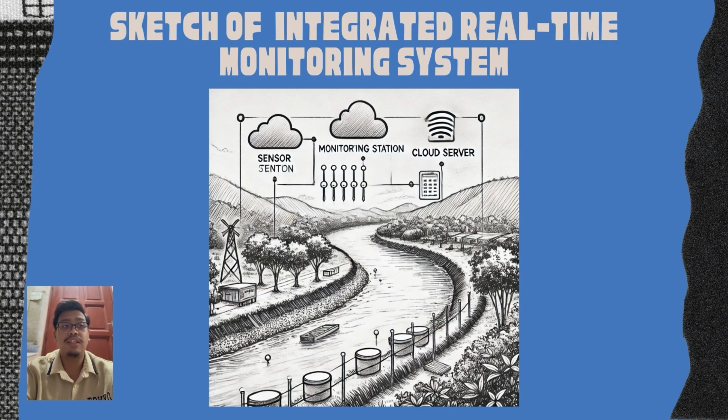The data collected is relayed to a centralized network, enabling continuous monitoring, real-time alerts, and in-depth analysis. This proactive management ensures immediate corrective action, significantly reducing risk. So, this is our sketch for the integrated real-time monitoring system.